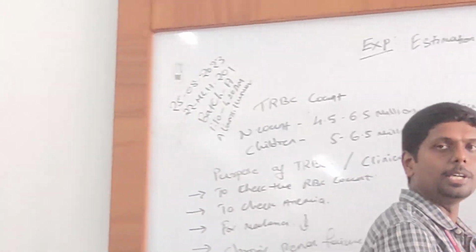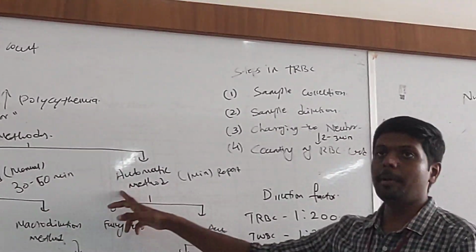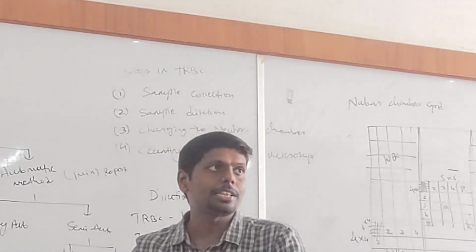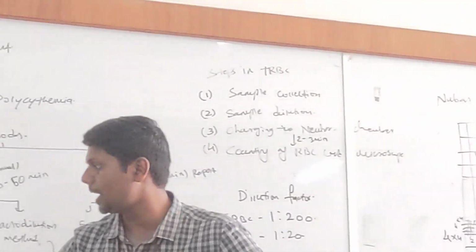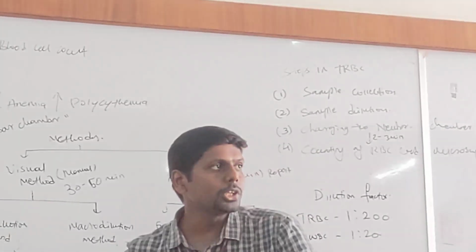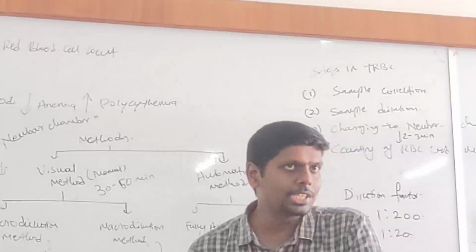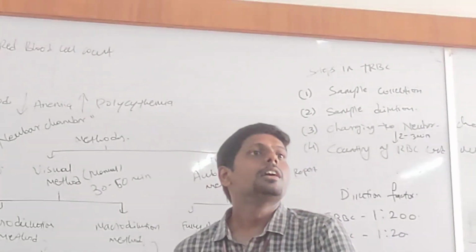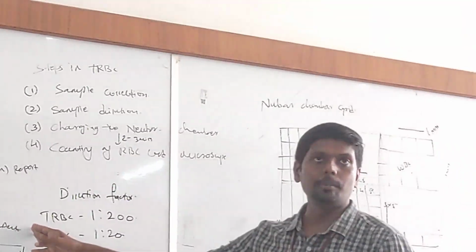Then methods of TRBC count. What are the methods? Visual and automatic. In the visual method we have the microdilution method and the macrodilution method. In microdilution we use an RBC pipette, which has a 0.5 mark and a 101 mark. Up to 0.5 we take blood and up to the 101 mark we take diluting reagent. What is the name of the diluting reagent? Hayem's fluid.